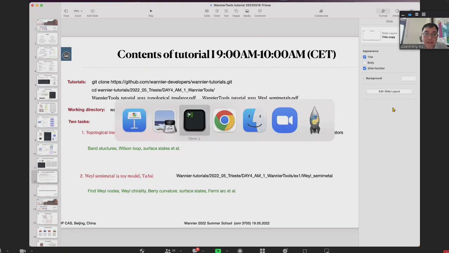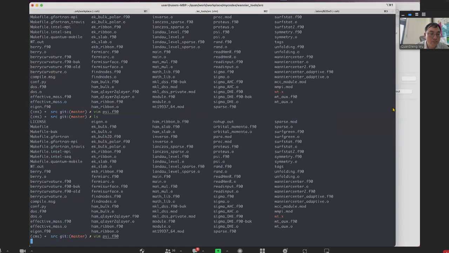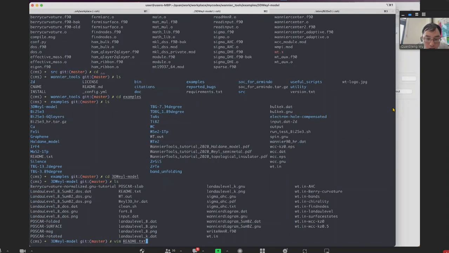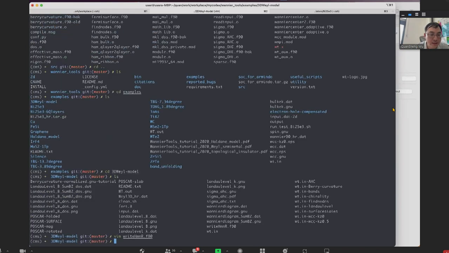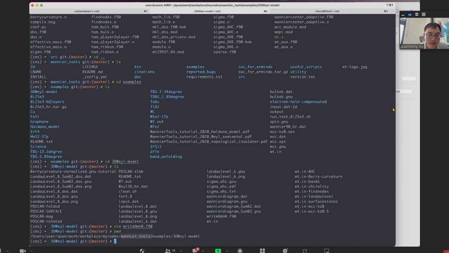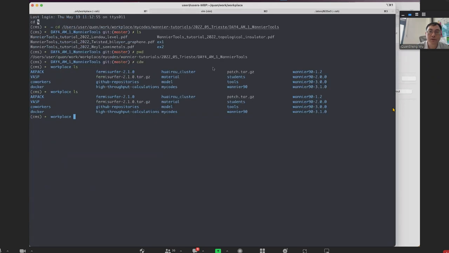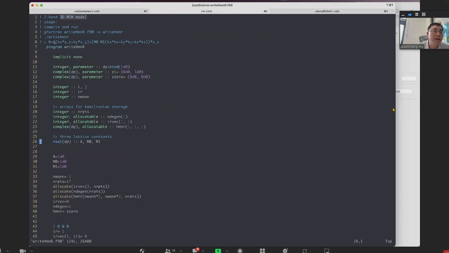That file is created on, okay, let me show you. If you check the examples of Wannier Tools on GitHub, there's an example called 3D Weyl model. And there is a Fortran code to generate that 3D Weyl semimetal model. It's designed like this. It's very simple.